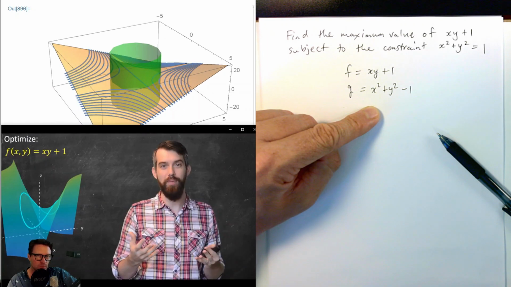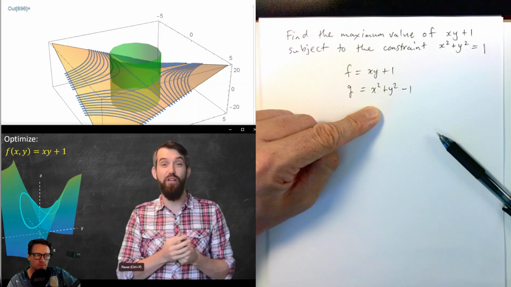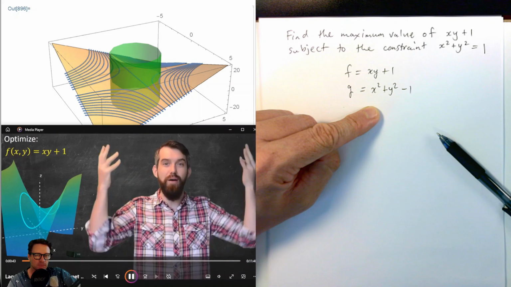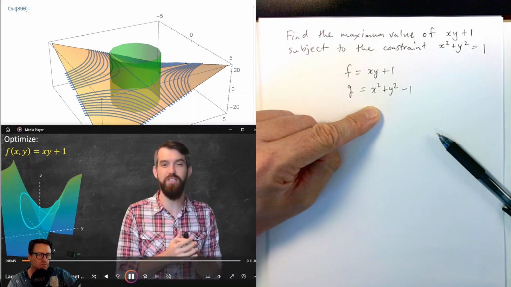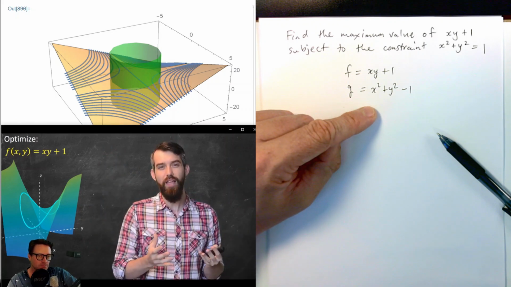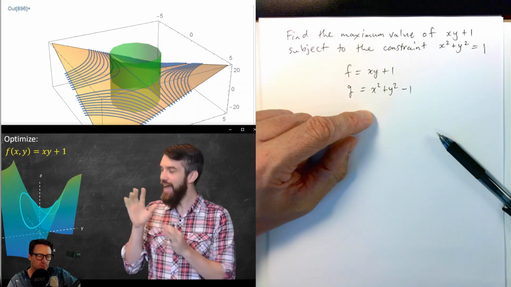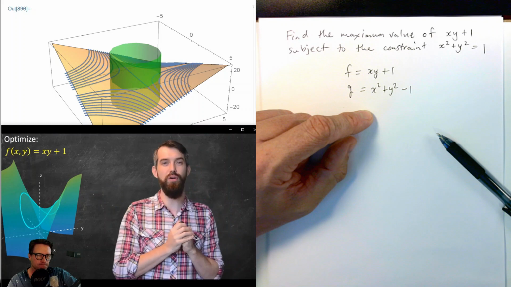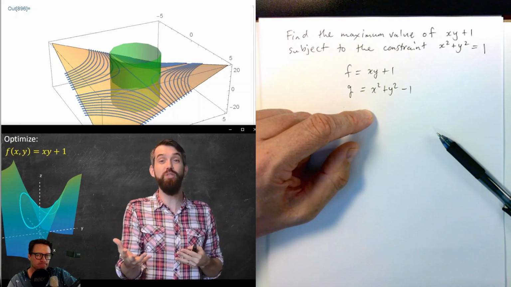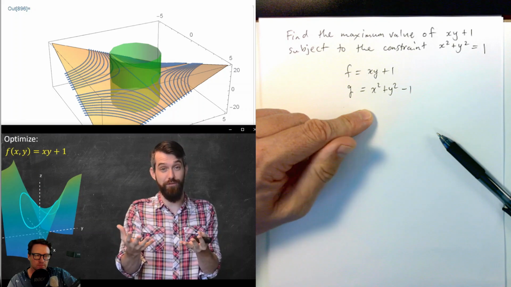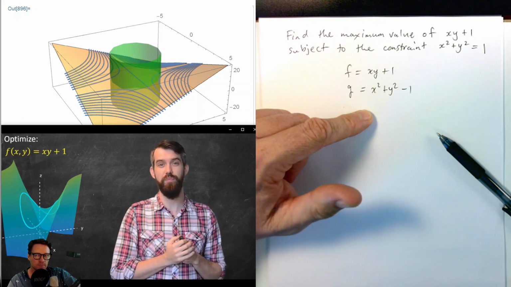xy plus 1. And the graph itself, well, it has a saddle point at the point 0, 0, but it then goes up in one direction forever and goes down in some other direction. However, if I impose a constraint, if I say it has to be on this particular curve, and I'm asking, what is the maximum of this function restricted to that curve? What is the minimum of this function restricted to that curve?